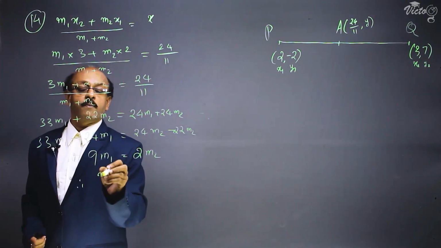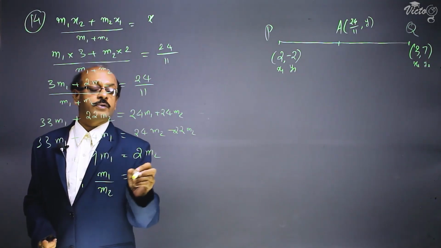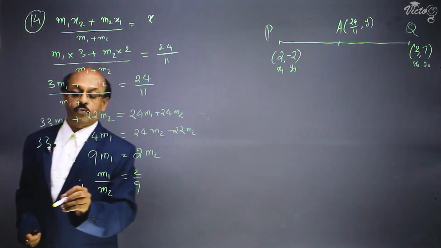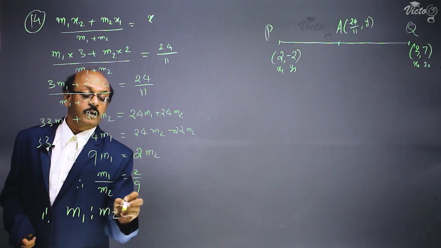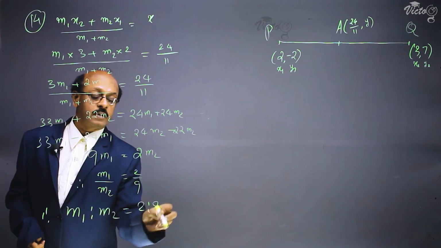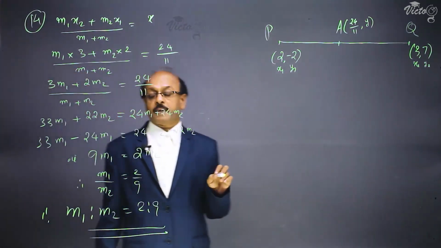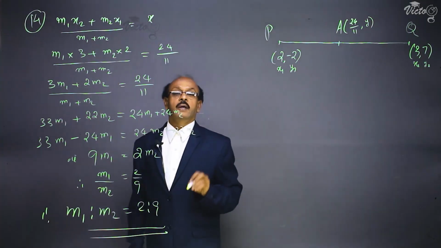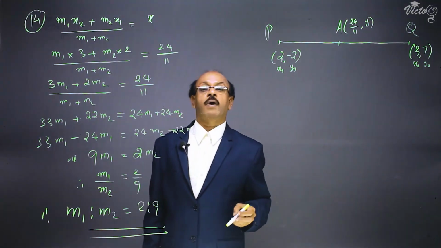Therefore, m1 divided by m2 is equal to 2 by 9. Therefore, m1 is to m2 is equal to 2 is to 9, the first part. The answer of the first part is obtained as 2 is to 9. The ratio is 2 is to 9. Now we have to find out the value of y.